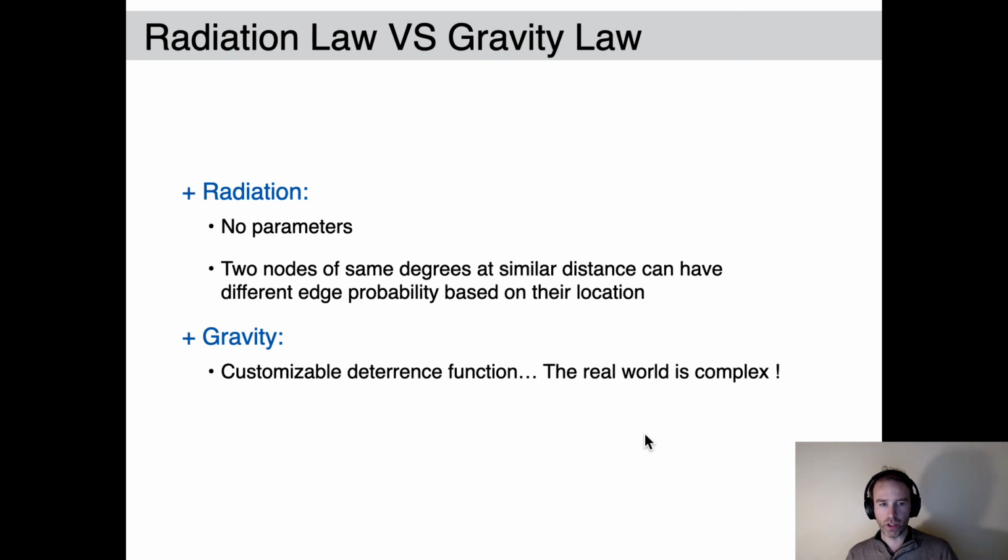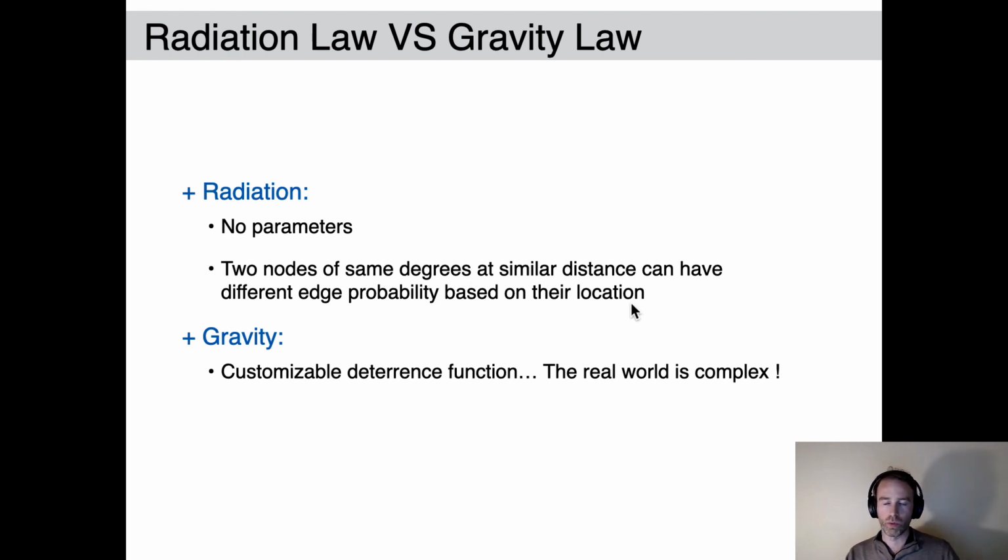So to sum up, let's see what are the advantages and the drawbacks of the two methods. The first advantage of the radiation model is that it has no parameters. You don't have to fit a deterrence function. You just have to know the position of the nodes and you have your model. Okay, nothing to fit.